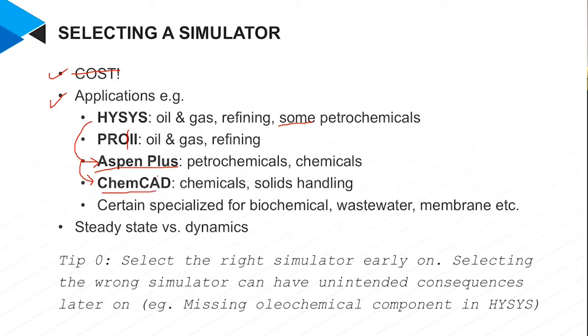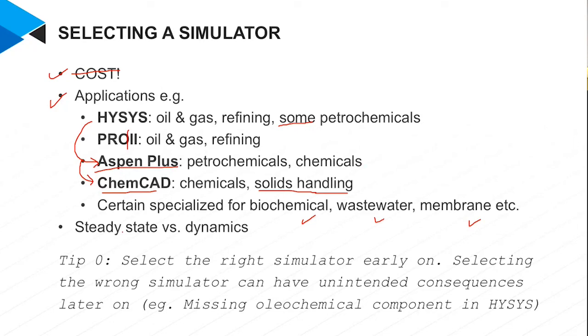ChemCAD is quite similar to Aspen Plus in application, but ChemCAD has more solid handling. So in case your process has some solid powder that you need to do something to, ChemCAD might be better than Aspen Plus. And if you are doing some biochemical process, wastewater process, or membrane separation process, find out what the specialized simulators are, because the ones in the list probably won't work. They will not work for you.